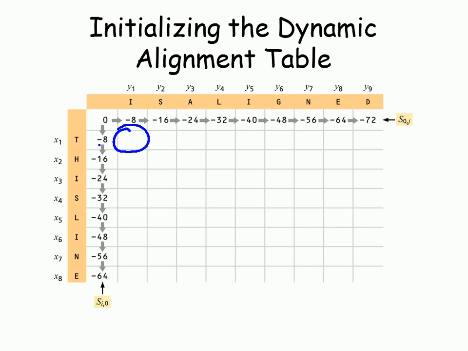I have three options. Coming from the diagonal would mean I'm aligning I with T. TI. So it's this one right here. And before that, it's empty. There's nothing coming before it. The sequences were empty before that. The score of this option is going to be the score of aligning T with I.